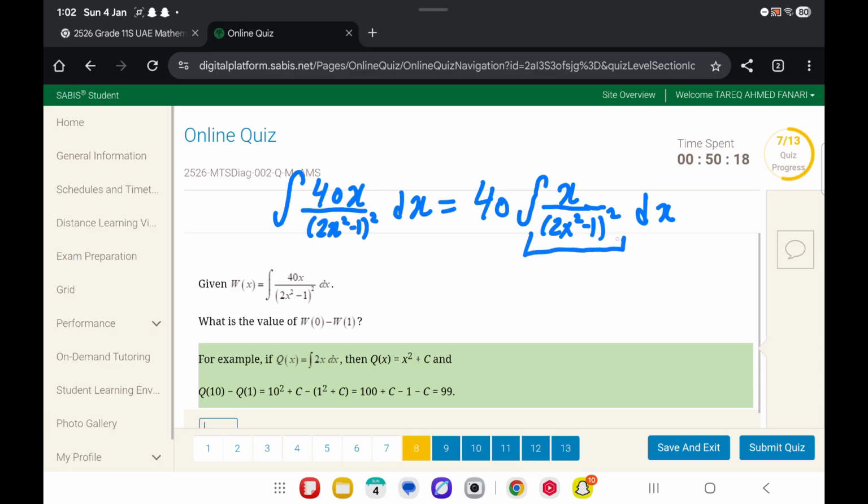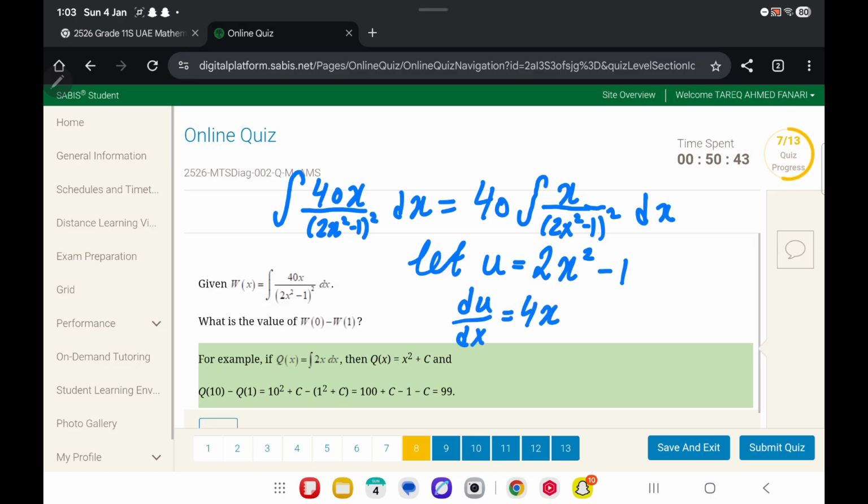This is a big number. You can expand it, but why would you? Then you have the separating. Well, it's really annoying. So don't do that. What you can do instead is you can say let u equals 2x squared minus 1. So now what do you have? Du by dx is 4x. Right? So du is 4x dx. I just took the dx up.